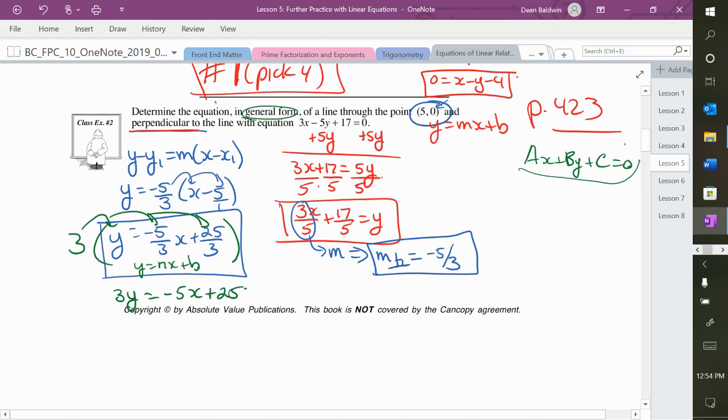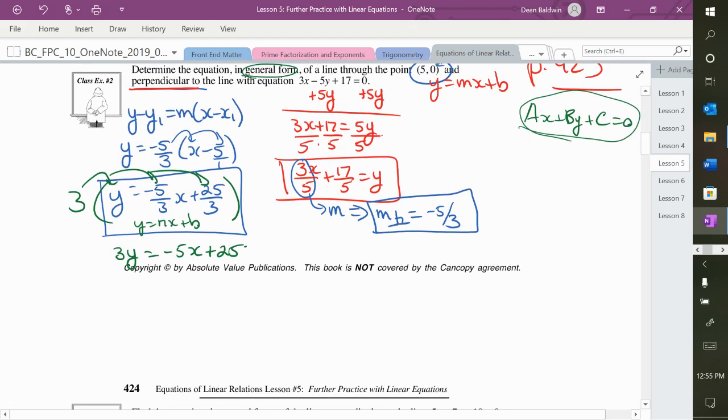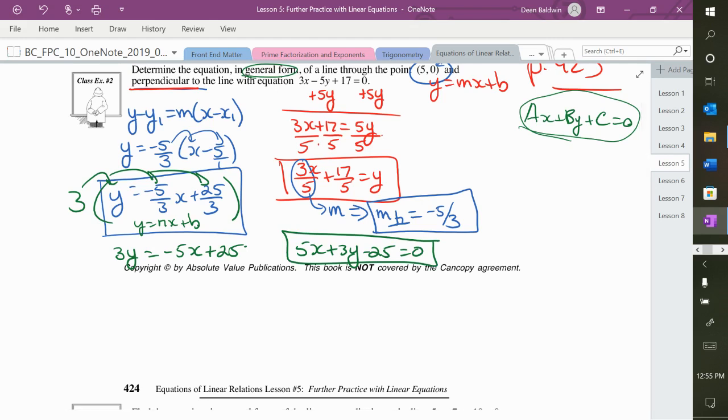In general or standard form, everything needs to be to one side, and the x value has to be positive. So what do I want to move? Yeah, so I'm going to move the 5x and the 25, right? When I move the 5x over here, it becomes positive. When I move the 25 over there, it becomes... So the answer is 5x plus 3y minus 25 equals 0. Okay? Is that okay? Yeah. You have some questions?